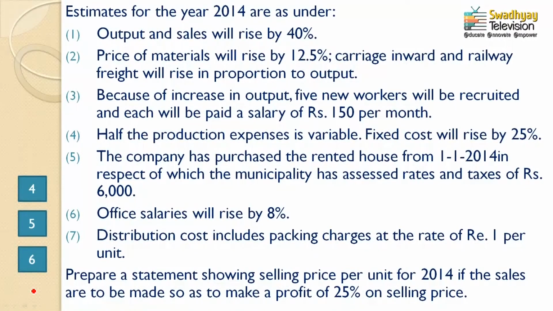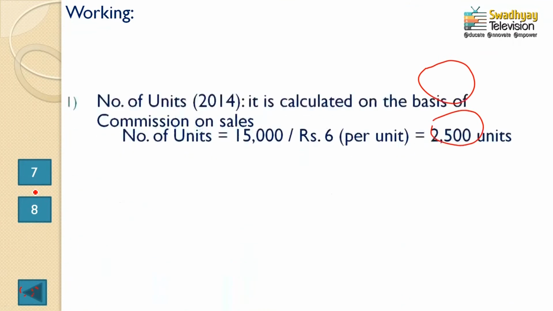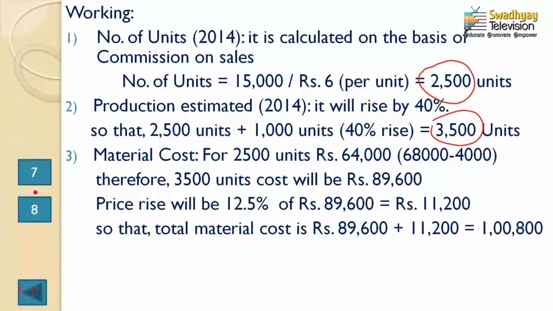So here the price of materials is increased by 12.5%, and it would have an impact, and changes would occur in carriage inward and railway freight, which will rise in proportion to output. Now for that we need to identify how much the material price has increased. See here, the material cost for the year 2013 on the basis of 2500 units was 64,000. How would we find out 64,000?